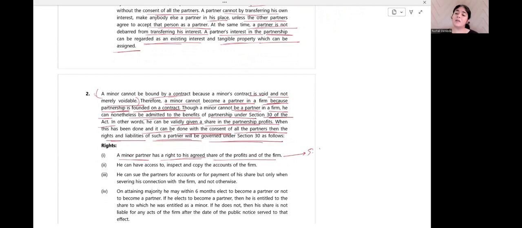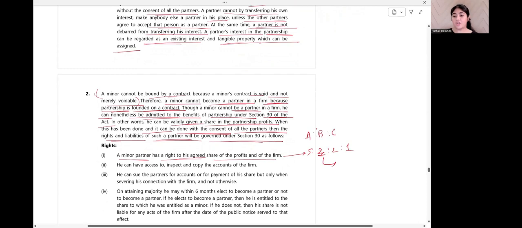If he says that a minor will be given a share of 2, right? A minor will be given a share of 2. So that is what you have to give that minor, right? If A, B, C, D get into a partnership firm and B is a minor, and he is to get 2/10 of the share, you have to give him 2/10 share.